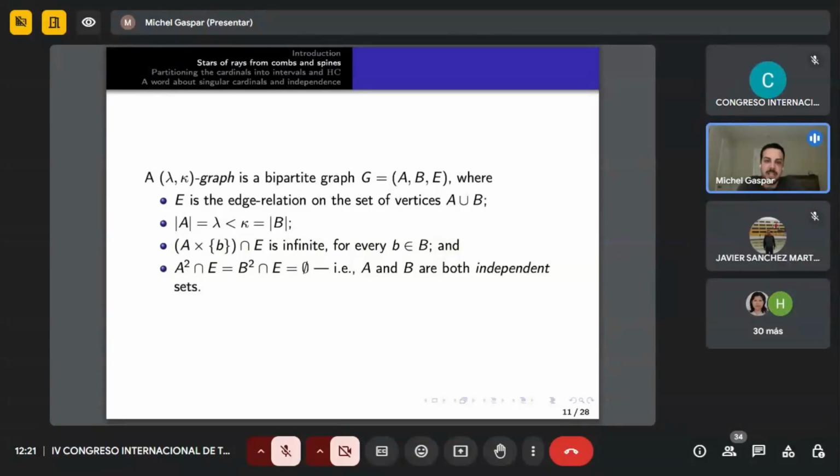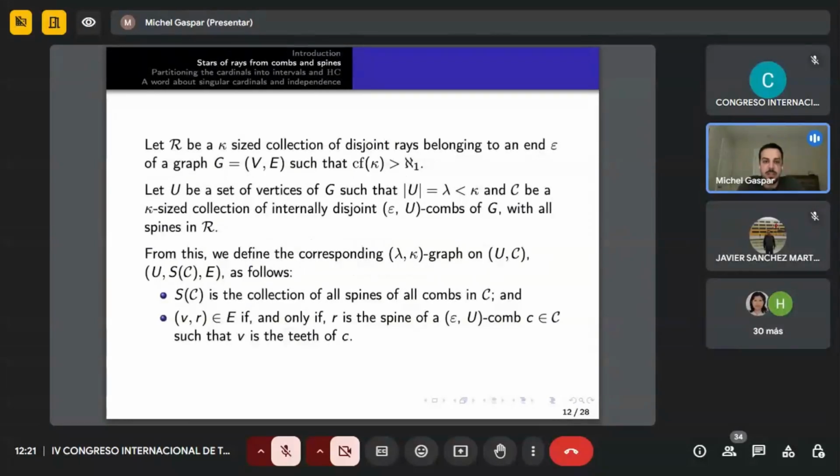And these graphs play a special role in trying to obtain this star of rays because we can form combs using them. So, how do we do that? We start with a kappa collection of rays, all lying inside of an N of a graph, and we say this has cardinality more than aleph 1. So what we can do is to take a set of size lambda of vertices and a kappa-sized collection of internally disjoint combs of G whose spines are in R.